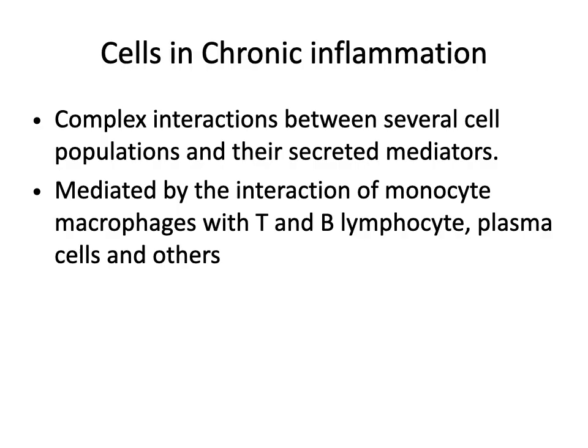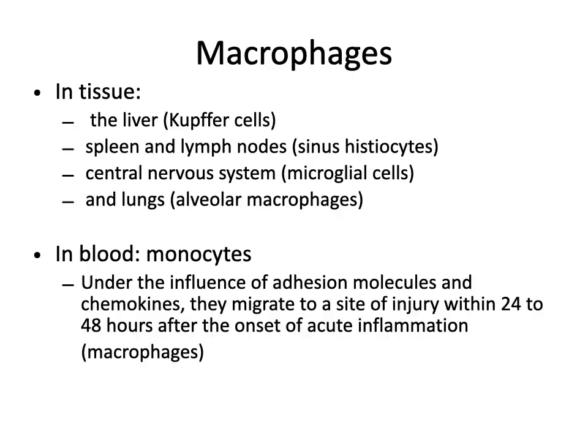Now, cells in chronic inflammation, again, mas marami siya. And the interactions are more complex. This is, again, the reason why I decided to separate this topic after P1. Kaya daghan na kaayo ni siyag mga bagong cells, bagong chemical mediators. Okay? And again, this is mediated by macrophages, which are tissue monocytes, and lymphocytes and plasma cells. Okay?